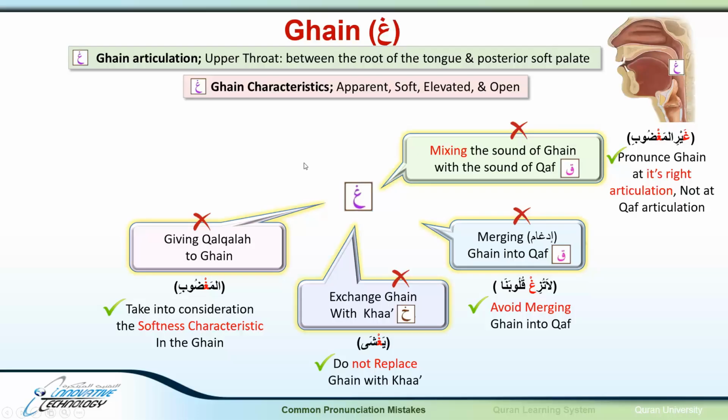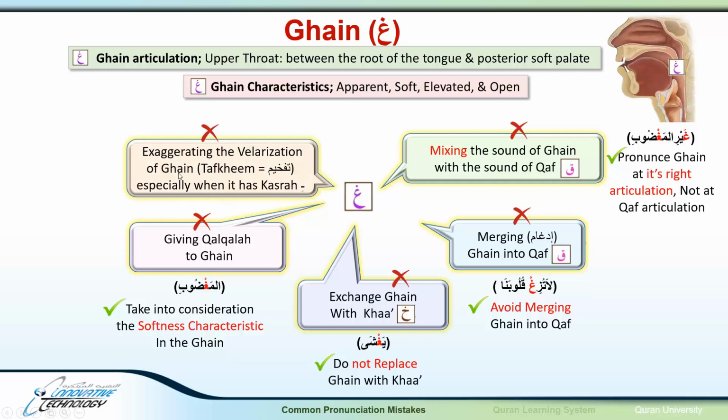The fifth common mistake of the ghain is exaggerating the velarization of the ghain, giving extra tafkhim for it, especially when it has a kasra, when there is a kasra on the ghain. An example is min ghil. You can see the kasra below the ghil, and the way it's been pronounced is wrong. Min ghil. This is wrong. The right way of pronouncing it is like this. من غل. Min ghil. So we don't over-velarize or exaggerate the tafkhim of the ghain.